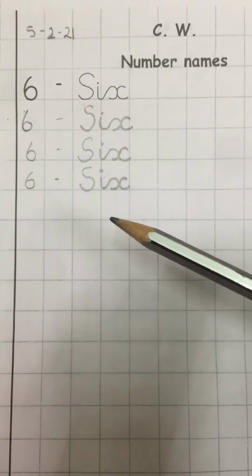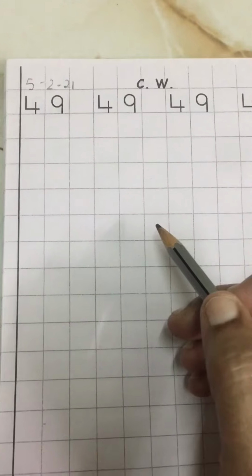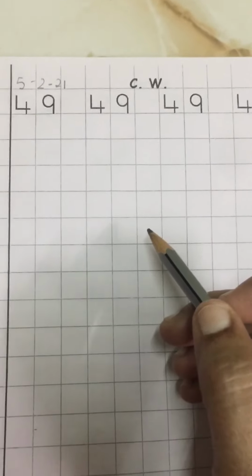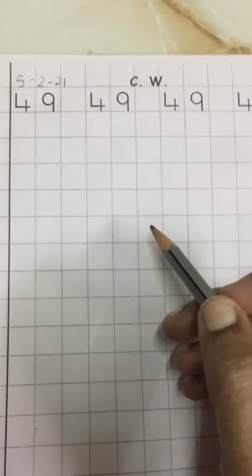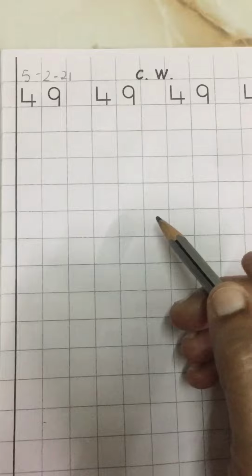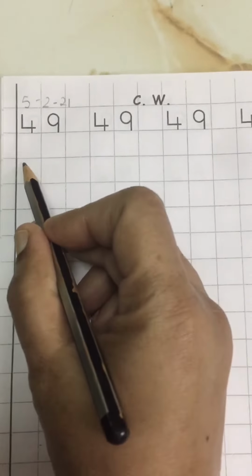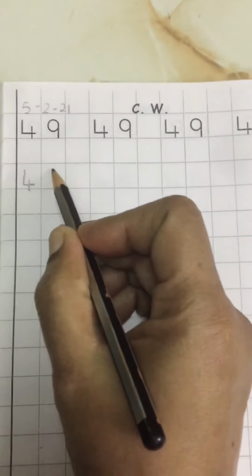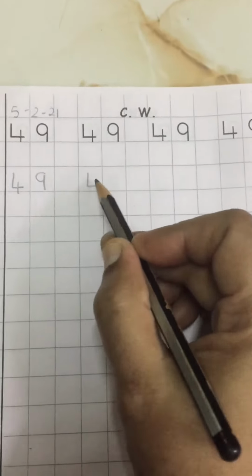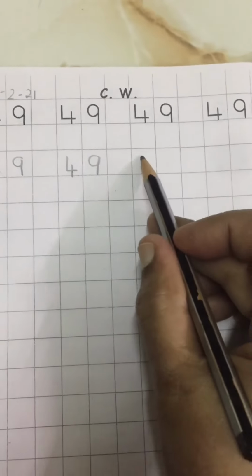Okay, now let's see how to write the next number. The next number is 49. We have finished 48, so next number is 49. After 8 comes 9. So how do you write 49? 4 in one square, 9 in the other square. Leave a square, 4 in one square, 9 in the next square, 49.